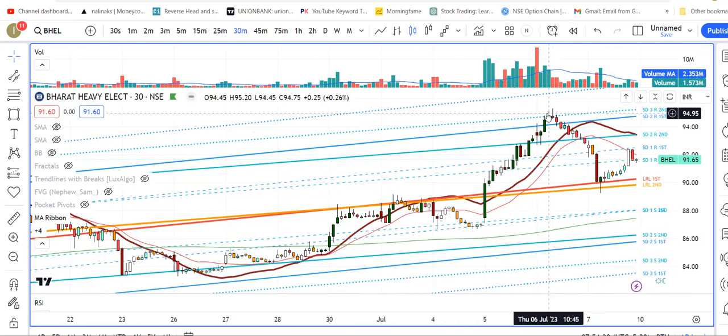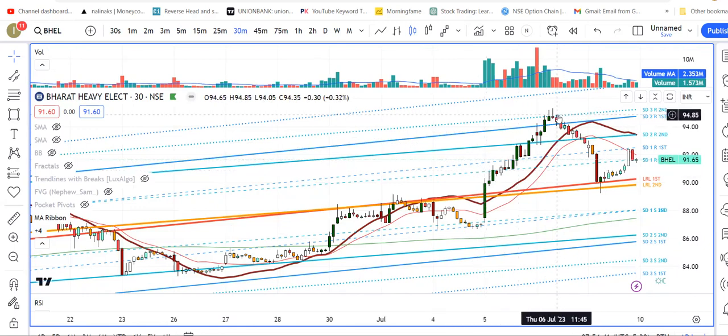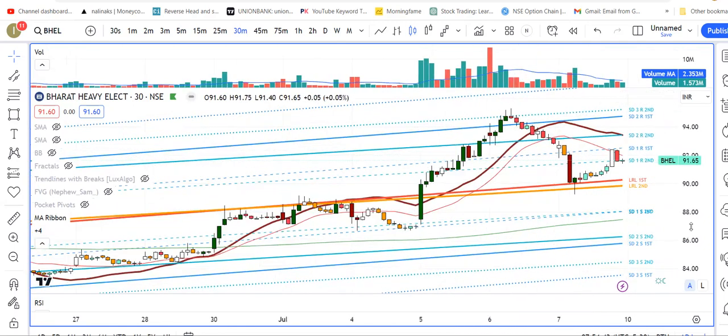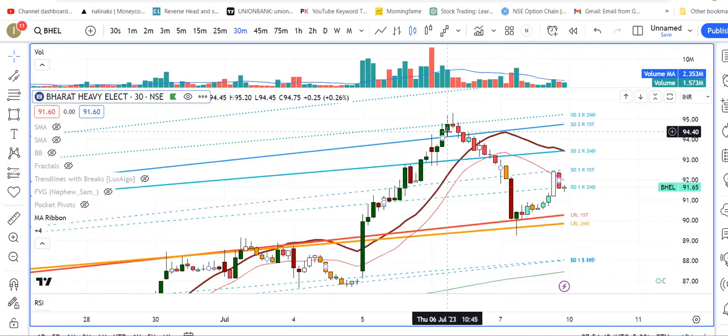See, when price hit 94.95, the price of BHEL, it became overbought because of the 2 standard deviation. Price will not sustain above that. When you see price around 2 standard deviation, overbought, and you are seeing reversal candlesticks, right? Price has gone over here, you can see a decrease in the volume, a divergence in the volume when the price is moving, and the next is color change.